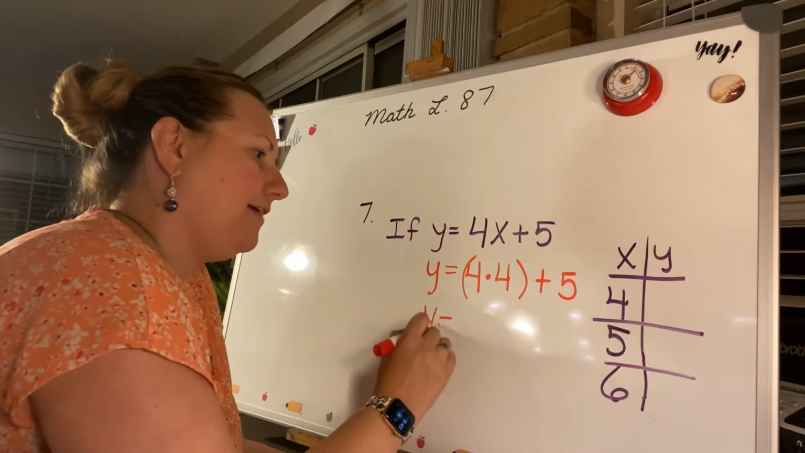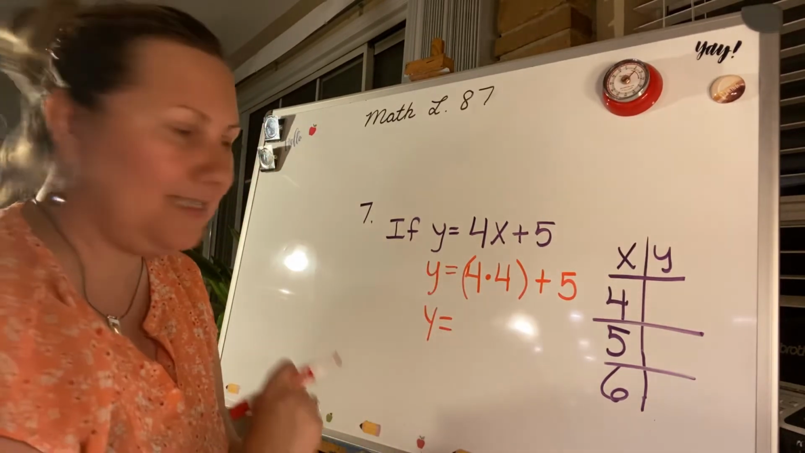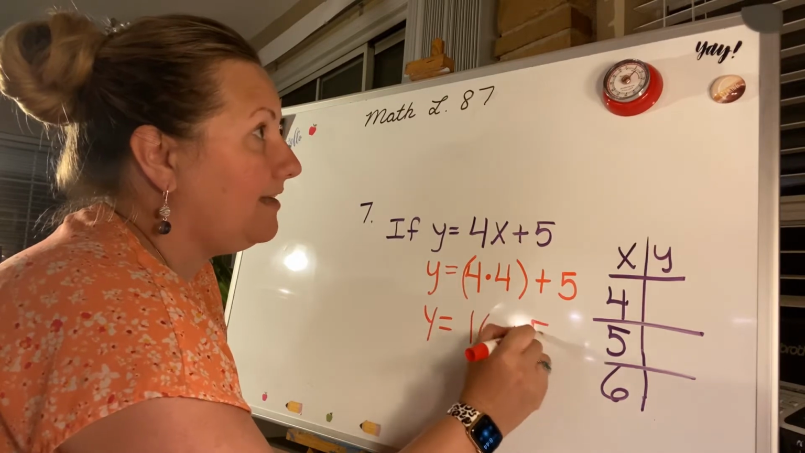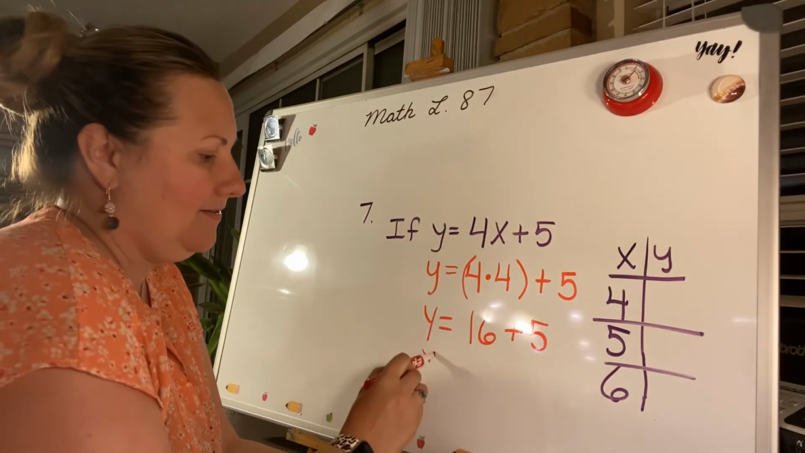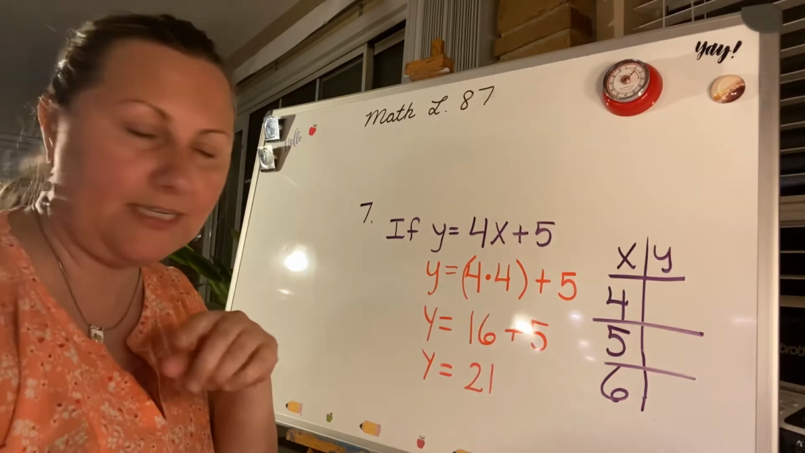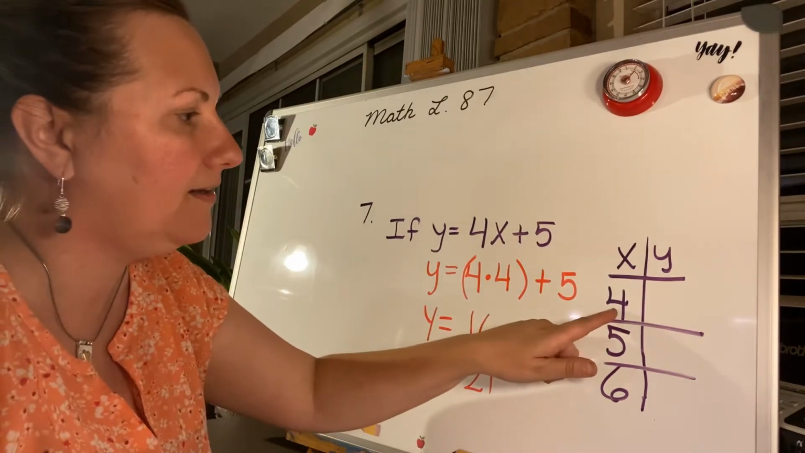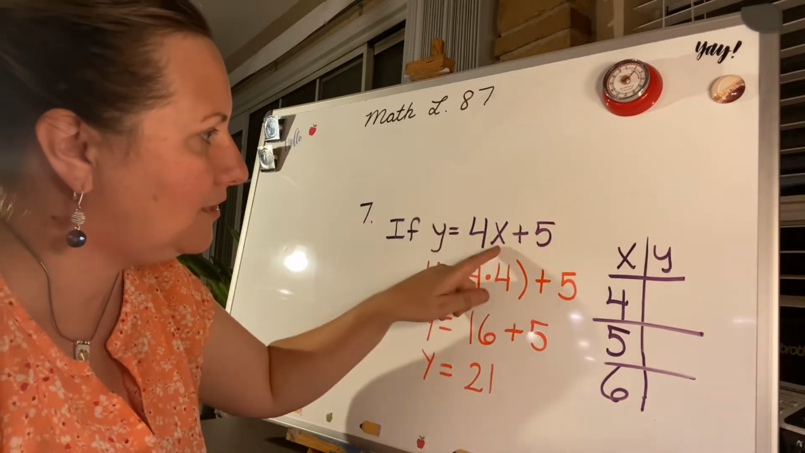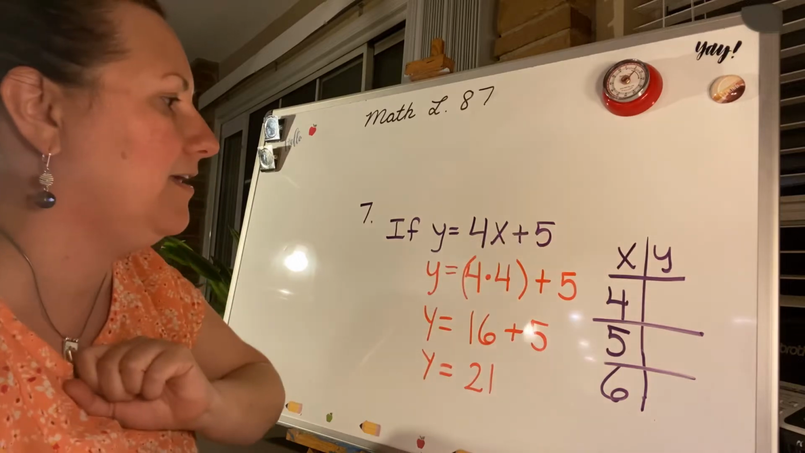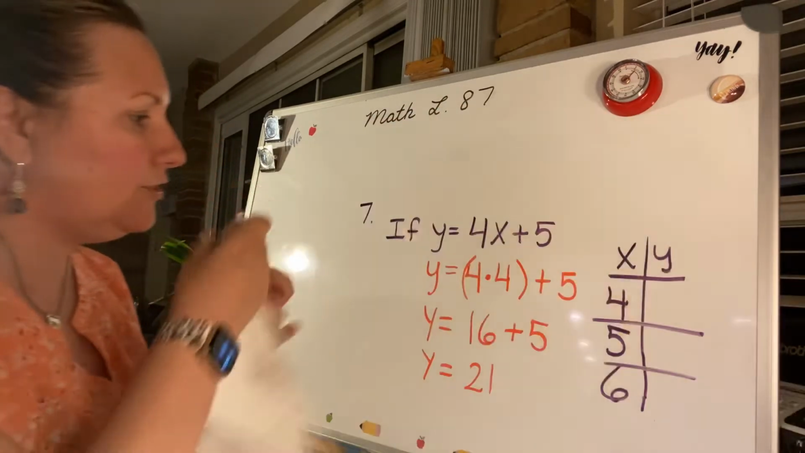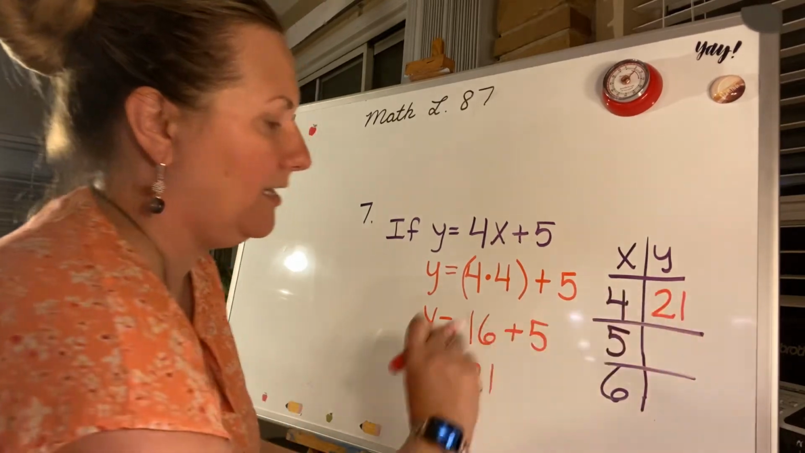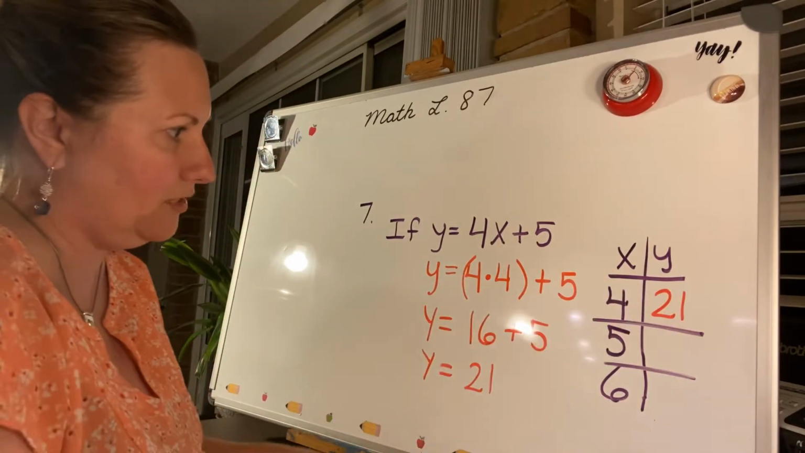And then keep simplifying. We know parentheses go first. 4 times 4 is 16 plus 5. Okay, and so y becomes 21. So what we just did again is we took this 4 and we substituted it in here and we said 4 times 4 plus 5. So now what we're going to do is, oh, let's not forget to write it down. When x was 4, y is 21.